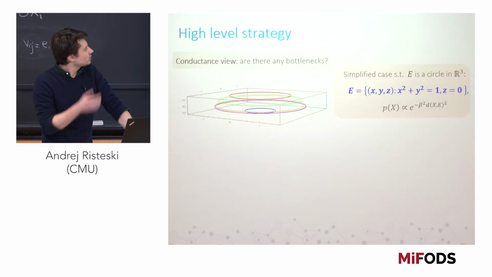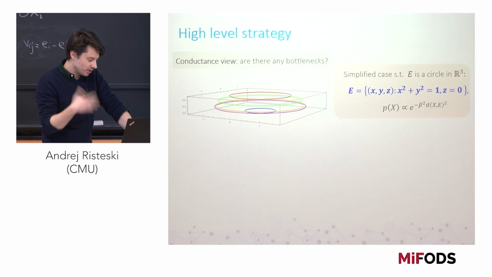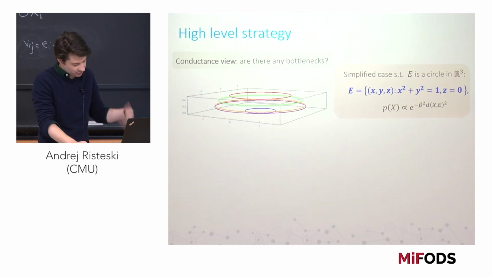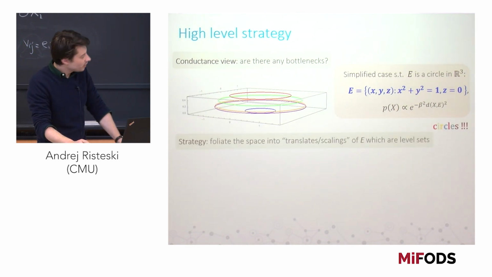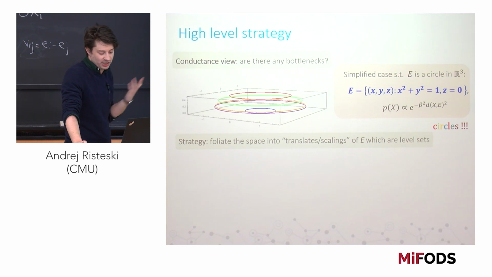Okay, so the strategy that we're going to employ is the following. It's kind of going to be a conductance argument. So we wonder what are any potential bottlenecks, if any, right? Ideally what we want to show is that there aren't any bottlenecks for this Markov chain. And the strategy will be to foliate our space into things which are translates or scalings of our set of optima. So in this particular case, the circles.